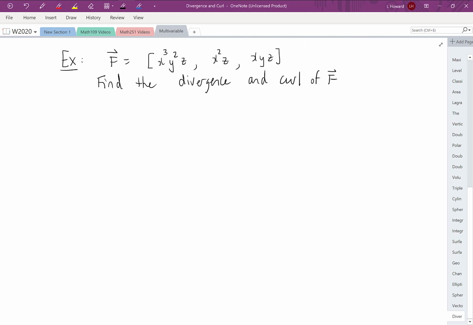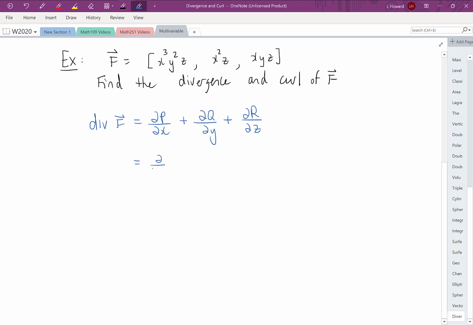Here we have a vector field. We know what the three components look like, and based on that, we're going to find the divergence and the curl of F. Let's do the divergence first. So we write div F. General formula, we're supposed to take the partial derivative of the first component with respect to x, add that to the partial derivative of the second component with respect to y, and then add on the partial of the third component with respect to z.